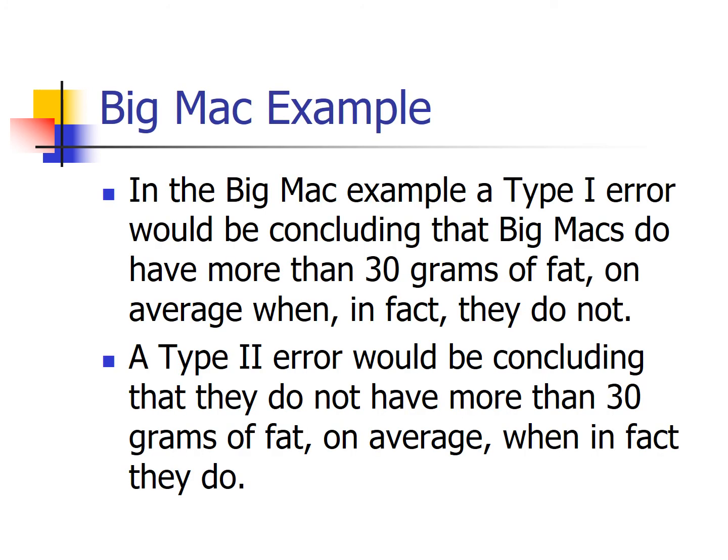So, in terms of the Big Mac examples, a type 1 error would be concluding that Big Macs do have more than 30 grams of fat on average, when in fact they do not. A type 2 error would be concluding that they do not have more than 30 grams of fat on average, when in fact they do. So think this over, print up your PowerPoints maybe if you haven't already, look at how we set up the hypotheses and think this through. There usually is a question or two on my exam, and maybe even a question or two on the comprehensive final if you're taking this in the fall or the spring semester that asks about type 1 or type 2 errors.